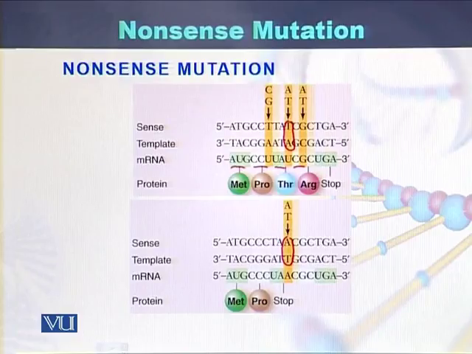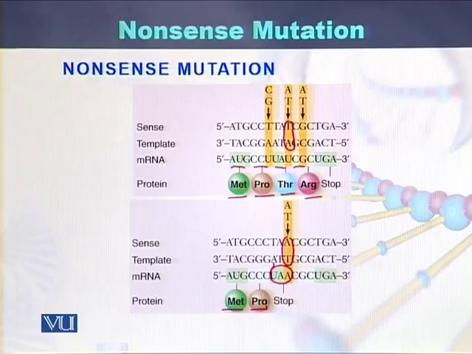When we see, if there was a normal DNA sequence, there was production of the amino acids methionine, proline, threonine, arginine. But due to the change at this point, there was production of the protein methionine, proline, but due to this change, the codon was converted into a stop codon. So UAA is actually a stop codon, and when there is a stop codon, the synthesis of the polypeptide stops.